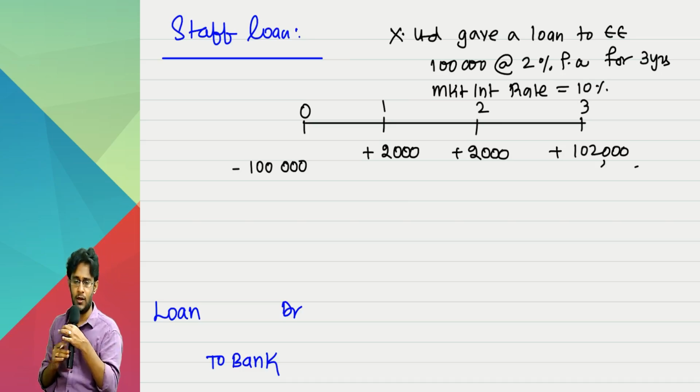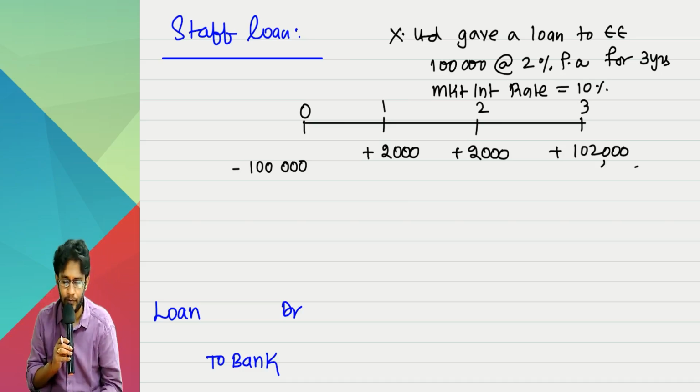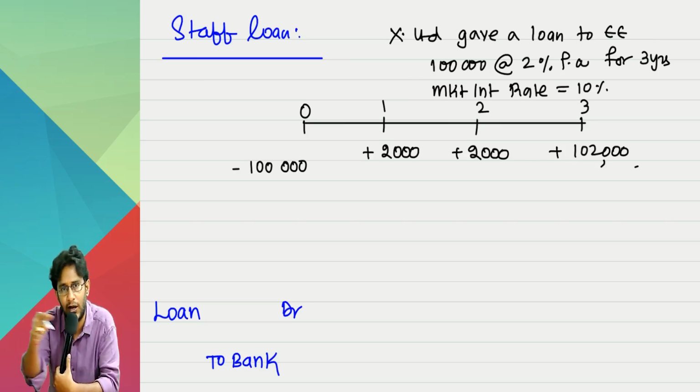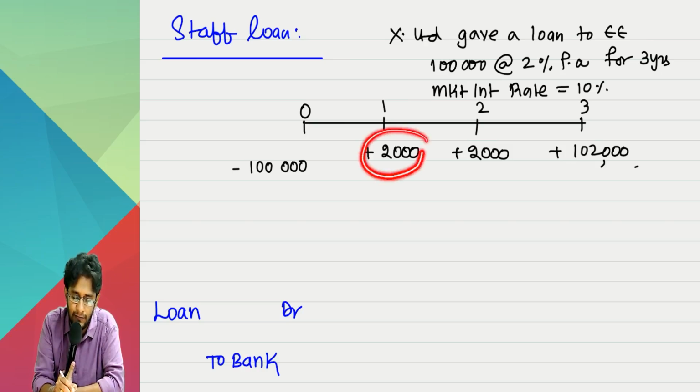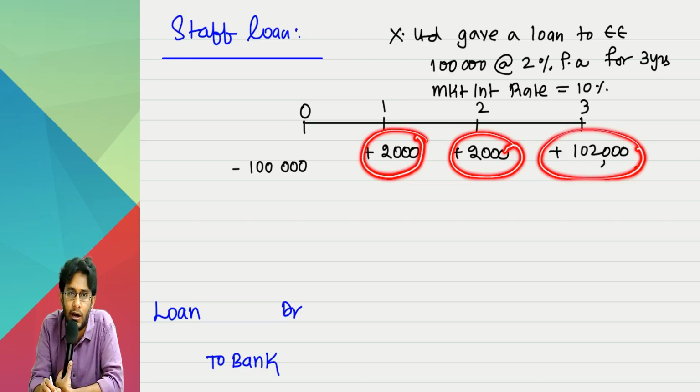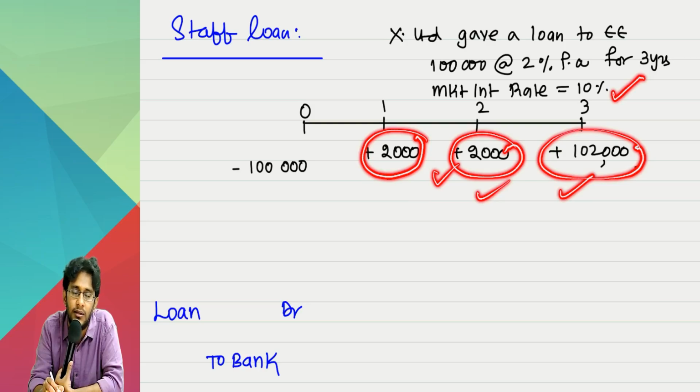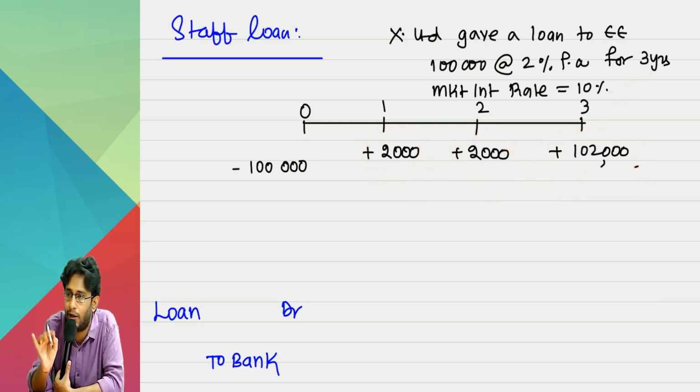Simple, sir. Take this employee, hold him, take him to the bank. Tell the bank, bank, I will pay you 2000 first year, 2000 second year, third year I will pay 1 lakh 2000. Today how much loan will you give me? I'm going to ask the bank. Bank will expect how much return? 10%. Considering that, calculate how much loan this fellow deserves for the cash flows he is paying us. That is the fair value.